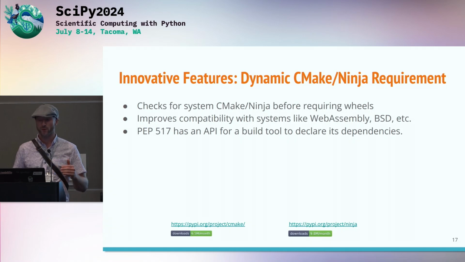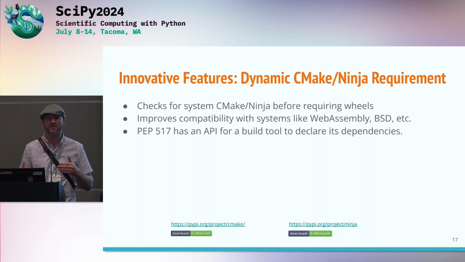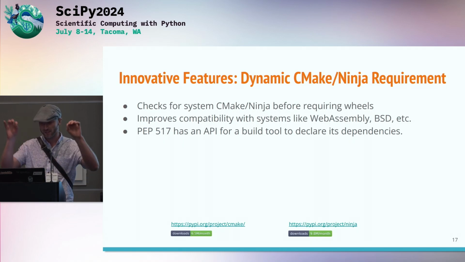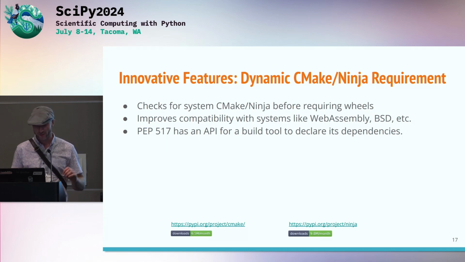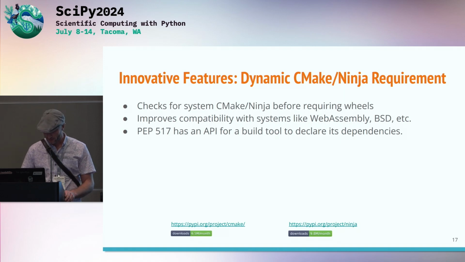Also, in some situations, for example if you build for WebAssembly, we don't have to use CMake. We use a different toolchain. It means there's no need to specify CMake in your build dependency, and that's why it's interesting to leverage that feature. One word: the CMake wheel is downloaded 6.5 million times a month, and the Ninja wheel close to 10 million times a month.